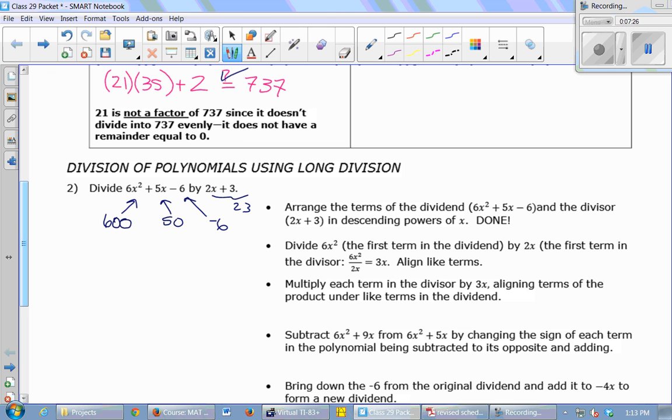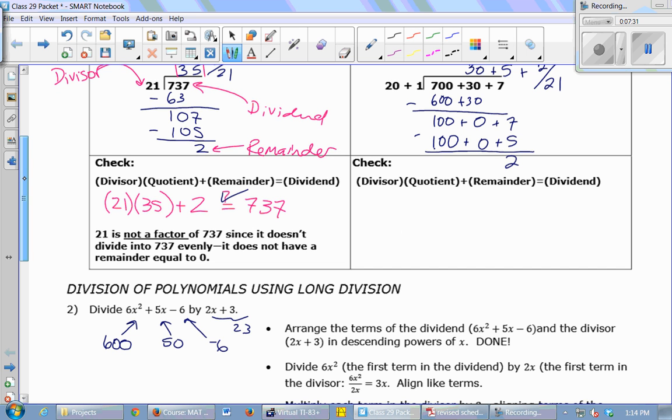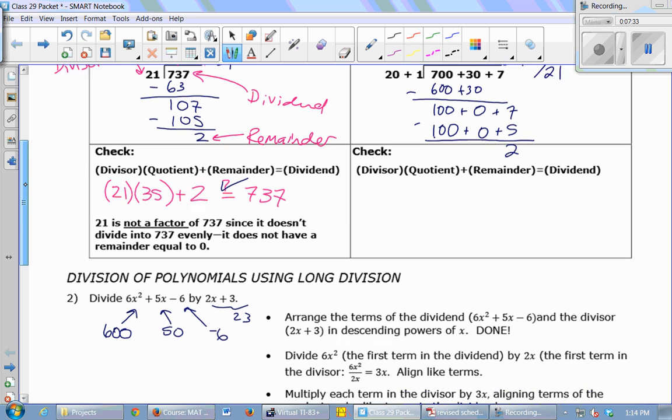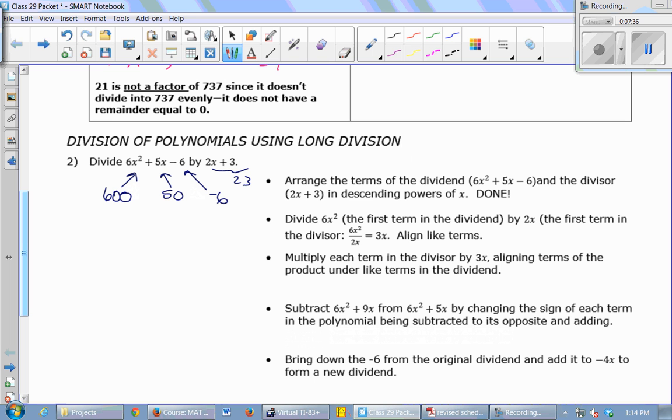So think of your x as working the same way as your place values did with real numbers. So this is equivalent to doing 644 divided by 23. Each term is like a place value in regular division. So first you want to arrange it so that the highest powers of x are first, in descending order. So it's like hundreds, tens, ones, just like we do with whole numbers, or thousands, hundreds, tens, ones.